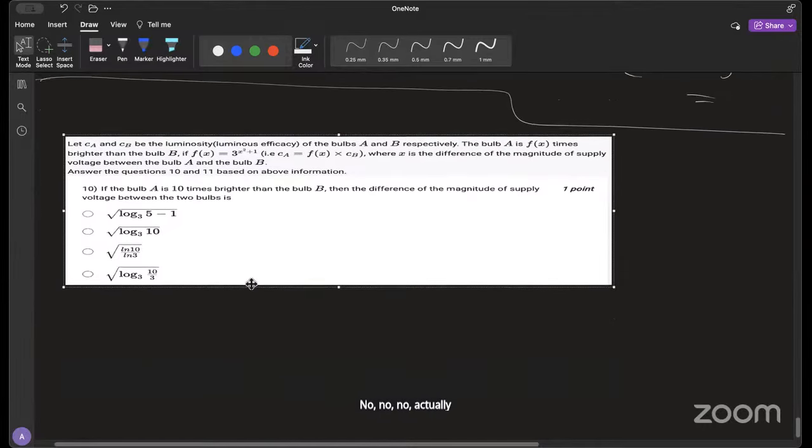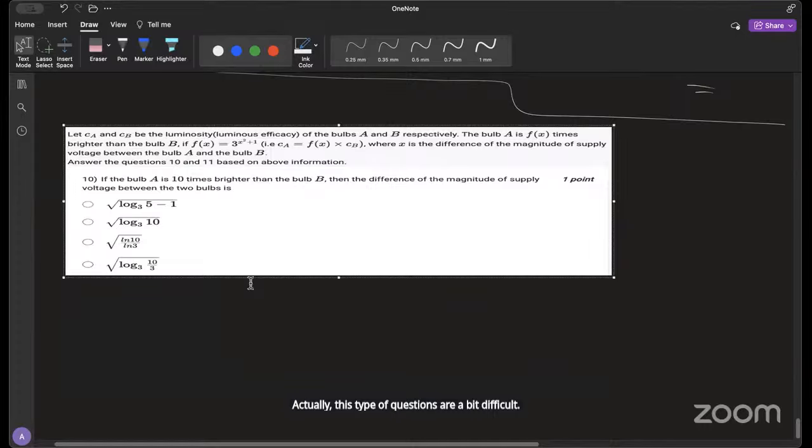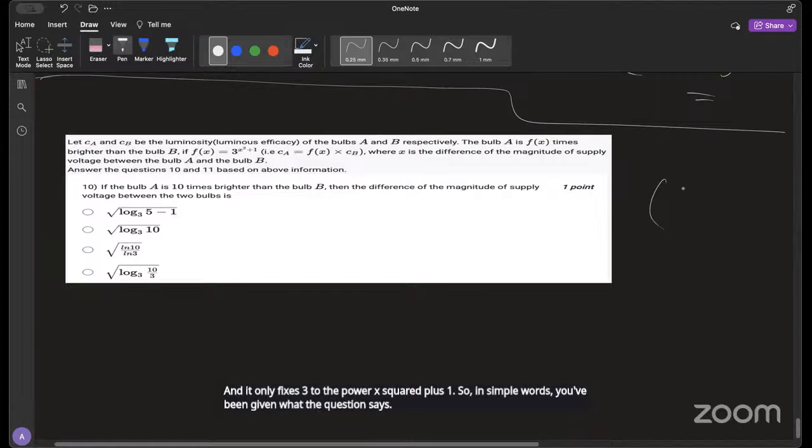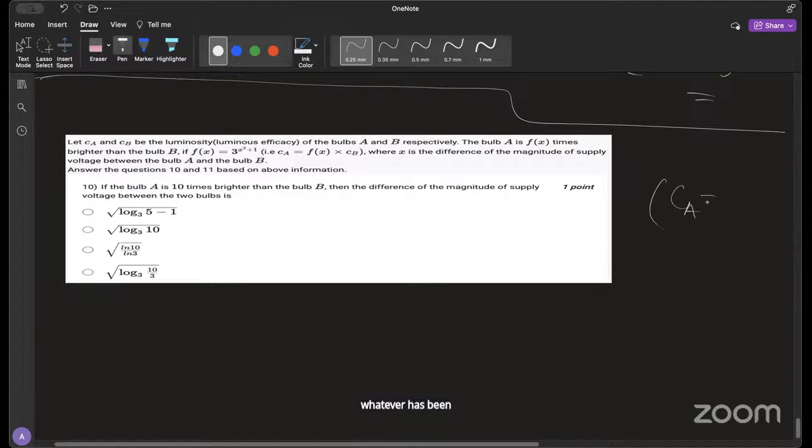Actually, this type of question is a bit difficult. Okay. CA, CB are given to be the luminosity of the bulbs A and B. And then bulb A is f(x) times brighter than bulb B, and your f(x) is 3 to the power x squared plus 1. So in simple words, CA is equal to f(x) times CB, where x is the difference of magnitude of supply.